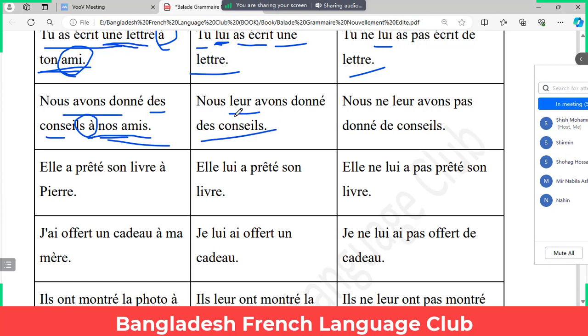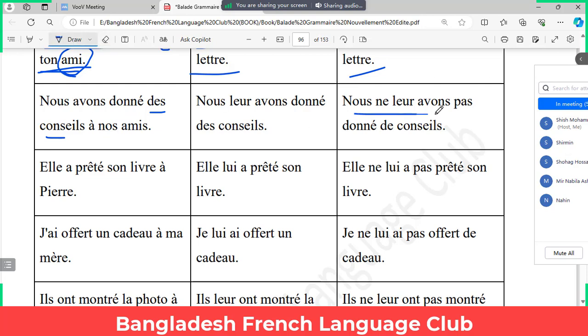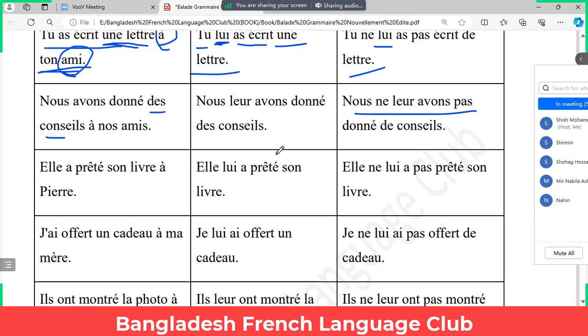It means we gave them conseil, suggestions. Then: nous ne leur avons pas donné de conseils. We didn't give them suggestions.